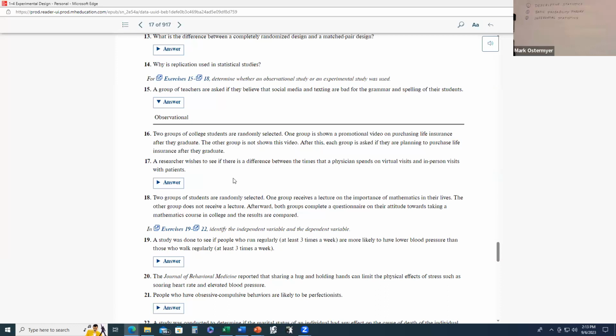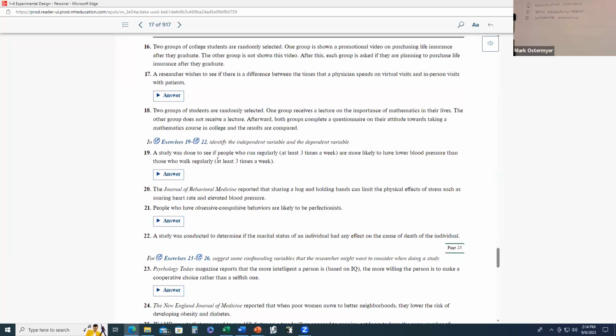I would probably lean that way myself, because it just doesn't look like there's any interjection where the researcher is taking an active role and allocating a group of doctors to one situation versus another. I don't see any of that going on here. It looks like we're just taking observations of a doctor in their natural settings on a day-to-day basis. I would think observational. All right.